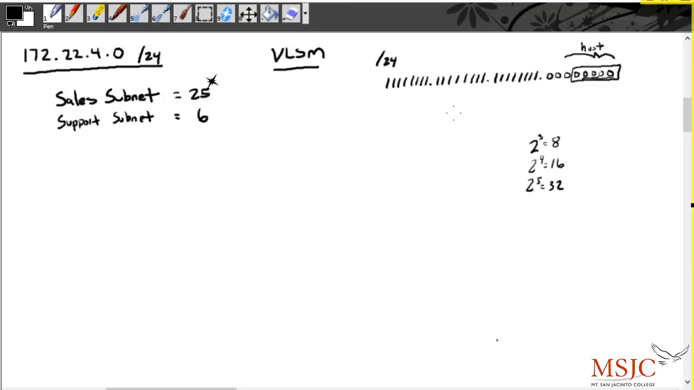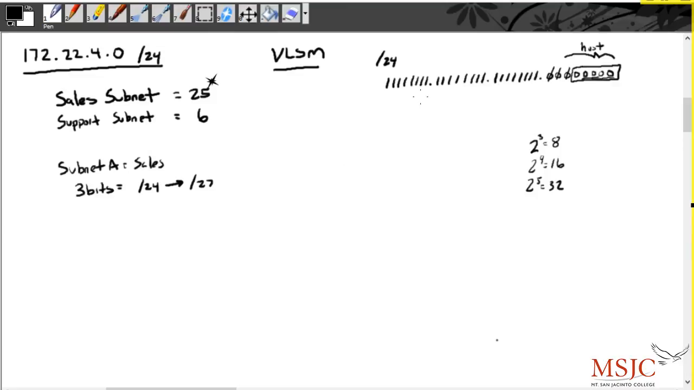So in this case, we've decided to extend our mask to a /27. So /24 to /27. Our first subnet, our sales subnet, is going to be called subnet A. Subnet A, or sales, we'll extend by 3 bits. So we're going to go from a /24 to a /27. That will accommodate our first subnet.